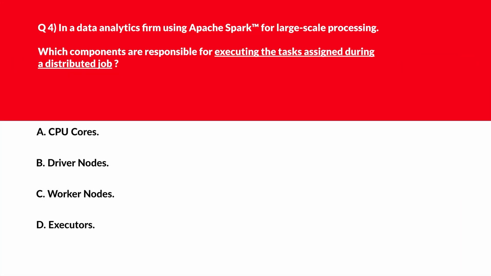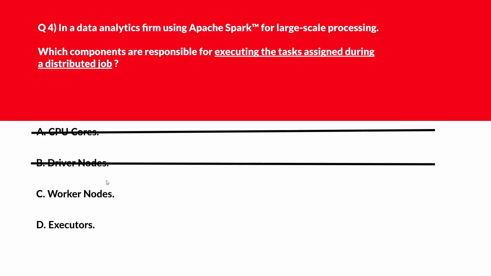All right, now let's look at this question. Option A says CPU cores. CPU cores provide raw computational power but are not Spark components managing task execution, hence incorrect. Option B says driver nodes. Driver nodes assign tasks and coordinate jobs but do not perform the execution. Wrong choice. Let's move to option C.